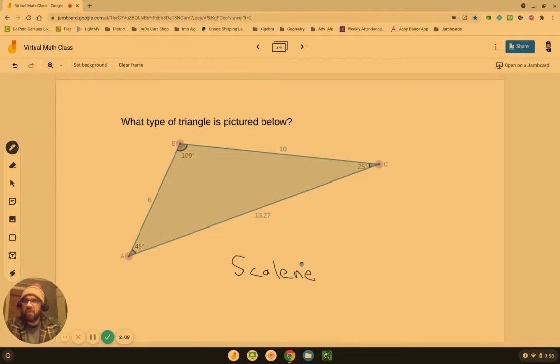Now, I want you to notice something in relationship to this triangle. Here's the largest and longest side, AC. It's 13.7. The angle that it's opposite from is 109. Here is the shortest side, 6. It is opposite the smallest angle, which was 25. The largest side was opposite the largest angle. The smallest side was opposite the smallest angle. And then you'll notice the middle side of 10 was opposite the middle angle, 45.